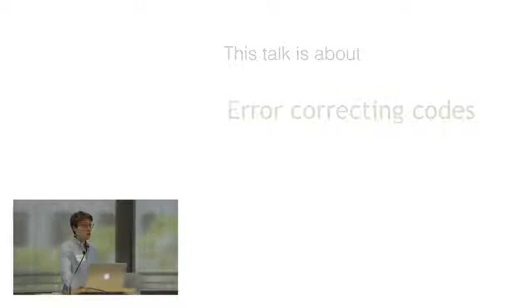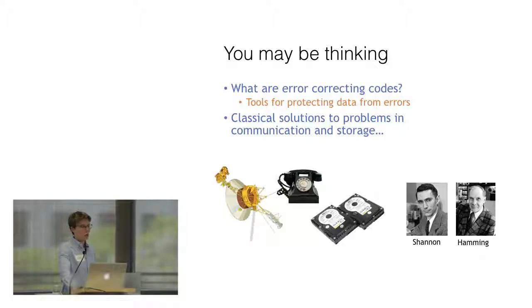Okay, so you might be thinking, what are error-correcting codes? That is a very good question. Error-correcting codes are tools for protecting data from errors. These are classical solutions to problems in communication and storage. And now maybe your memories might be jogging. Oh yeah, I learned about that in school. Shannon and Hamming, they did all this awesome work in the 50s. And now we know how to protect our communication, satellite communication, or our storage, hard disks. We know how to protect all this from errors. And this is awesome, very cool.